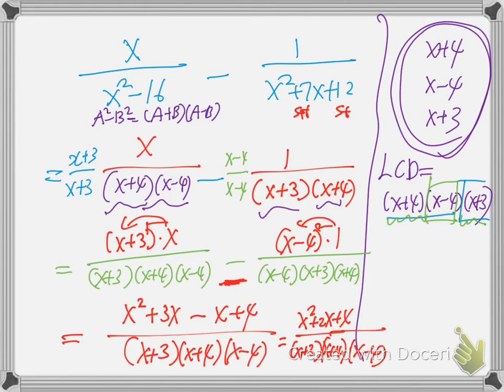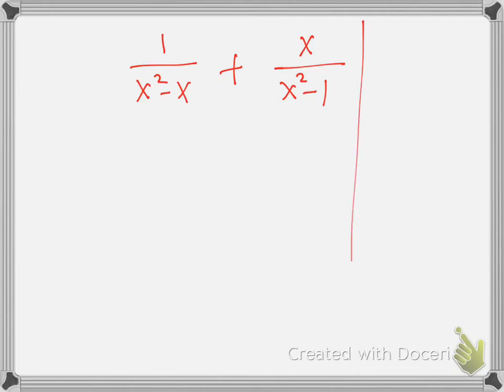So another example, a similar example. Okay, so this is our new example. So again, the key is the LCD. To find the LCD, first we factor the denominators. So for this denominator, we have common factor x. So factor out x, we got x times x minus 1.